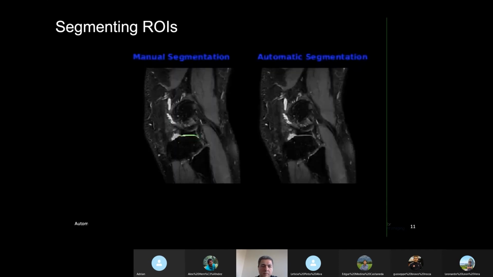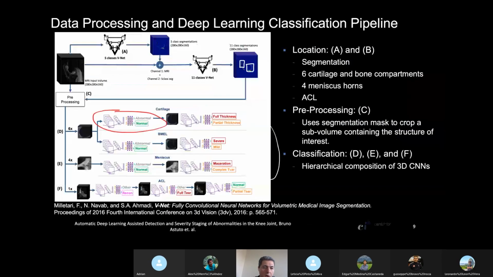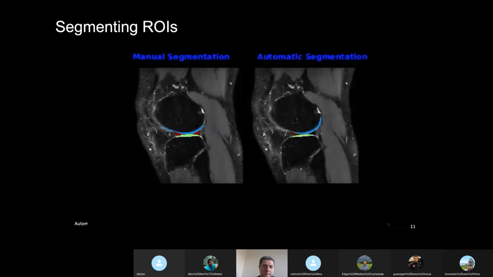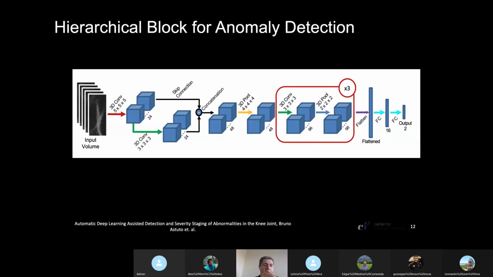All these boxes here are all the same architecture, which is this one. So there's a first convolutional layer with 24 kernels, and a second convolutional layer with 24 kernels. I have a skip connection here. I concatenate the output of the first layer and the second layer to use as input for the posterior convolutional layers.